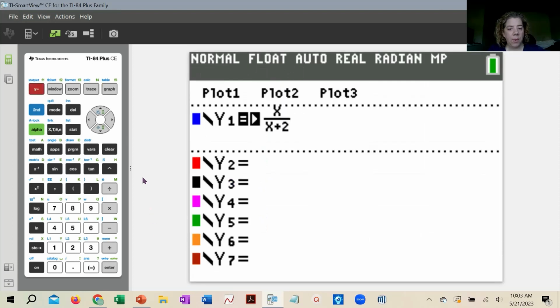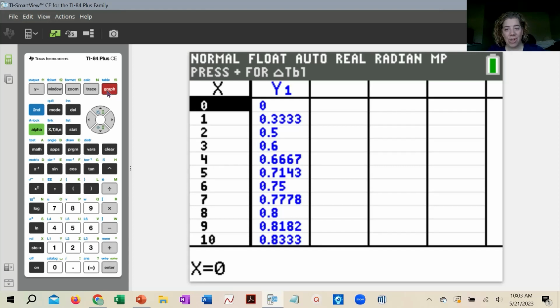So if you go back to y equals, and then if you put your cursor behind any number you have in your expression and just put a decimal point after it, you don't even need to put a 0 or anything behind the decimal point. Now when you go to your table, all of your output values are decimals. So that's a nice tip.